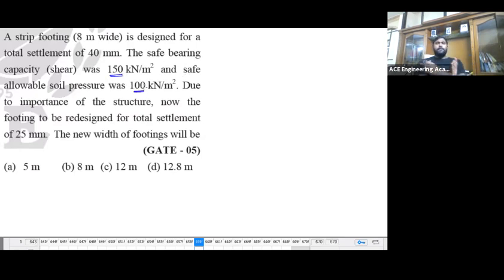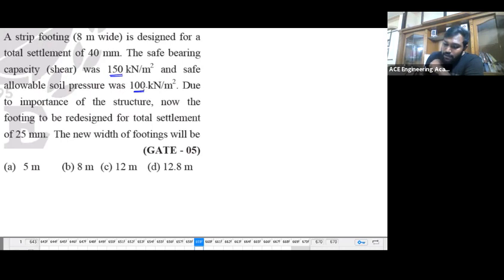I hope you remember the allowable pressure. Net allowable pressure, I told you. This is nothing but safe allowable pressure. What is meant by allowable pressure? Think and say. Allowable pressure is the pressure at which soil can take safely without any shear and without any excessive settlement. This is what I mentioned.